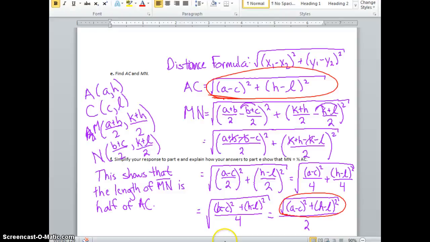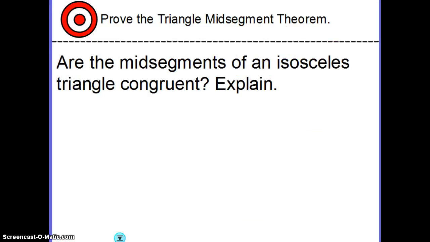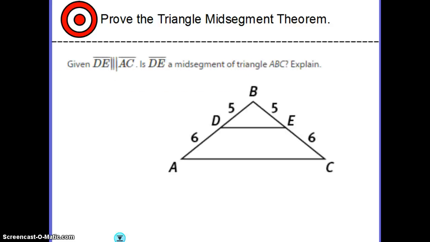All right, so now I've just got a couple questions for you. First of all, are the mid-segments of an isosceles triangle congruent? Think about it for a second. Not really. But what about the mid-segments of an equilateral triangle? I think you would agree that those would end up being congruent. Draw yourself some pictures if you'd like to explain.